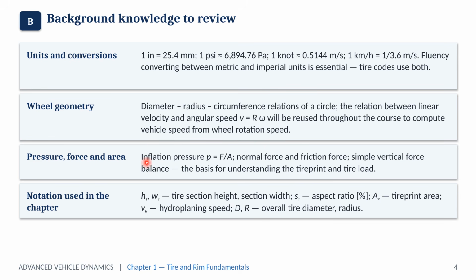Finally, the notation. H sub t and W sub t are the section height and section width. S sub t is the aspect ratio. A sub p is the tire print area, V sub h is the hydroplaning speed, and D and R are the overall diameter and radius.